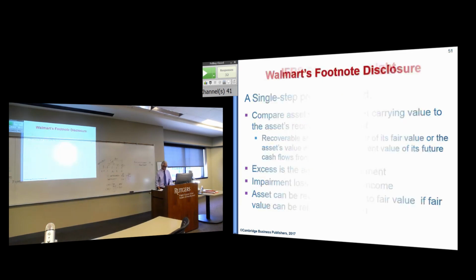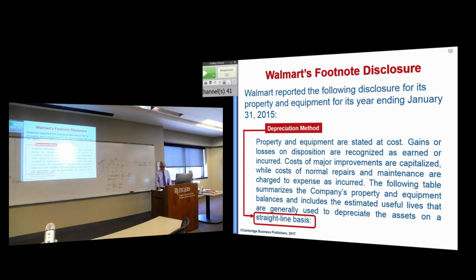All right, this is Walmart's footnote. So just to let you know, they're using straight line. I'm going to go right to intangibles. Again, just to tell you, this is an actual footnote. And I guess the authors put this in to let you know that we're actually showing you things that really exist. So plant and equipment are stated at cost. Gains and losses on disposal are recognized as earned or incurred. They go into the income statement. Costs of major improvements are capitalized, while costs of normal repairs and maintenance are expensed, the capital versus revenue expenditures.